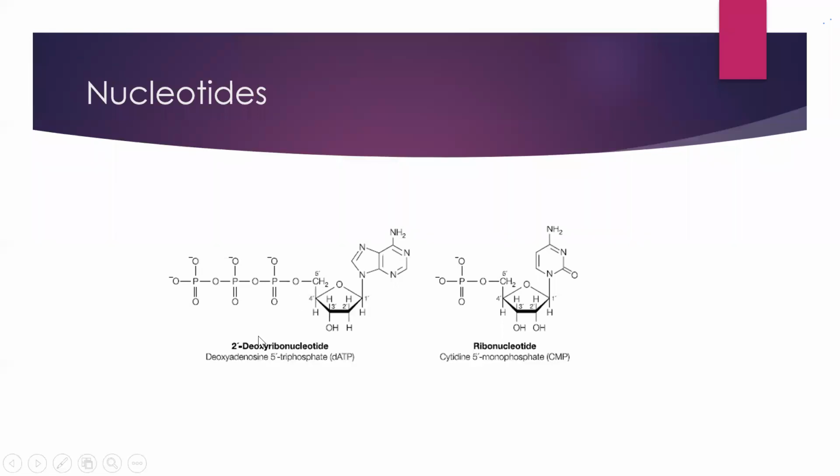So if it is the deoxyribose sugar, we call it as 2-deoxyribonucleotide. One example given here is deoxyadenosine 5-triphosphate, dATP. This is the structure of dATP. I hope you are able to recollect that this ATP or dATP, or in general we call them as dNTPs, are the precursors for the synthesis of DNA.